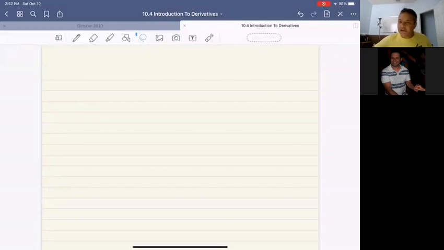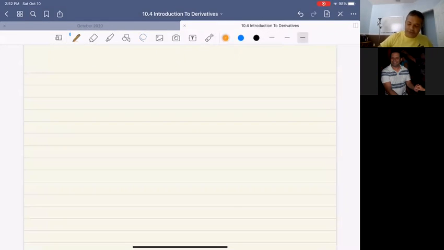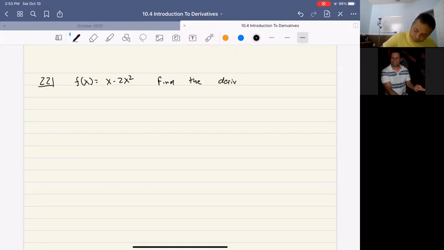All right, we got another derivative to take. So the derivative here in this one, this is problem 22, by the way, in the section. And they give us f of x equals x minus 2x squared. And they tell us to find the derivative at x equals 1.